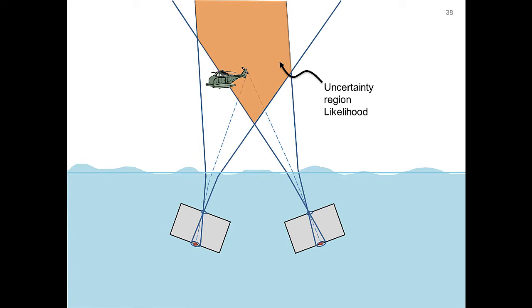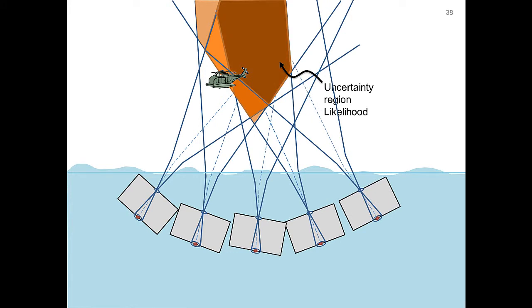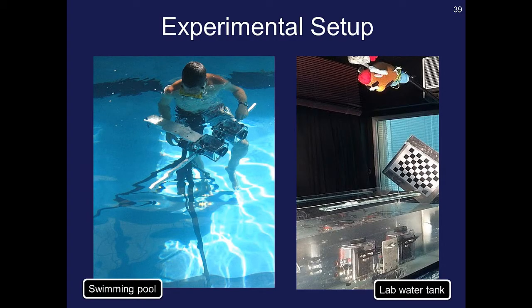What happens if the object is moving? We cannot wait for more temporal frames. You can see here that using more views narrows the uncertainty without additional temporal frames. This is good because we can obtain a more accurate estimation in less time, meaning that this approach can be generalized for moving objects. We tested our method both in the lab and in the swimming pool.